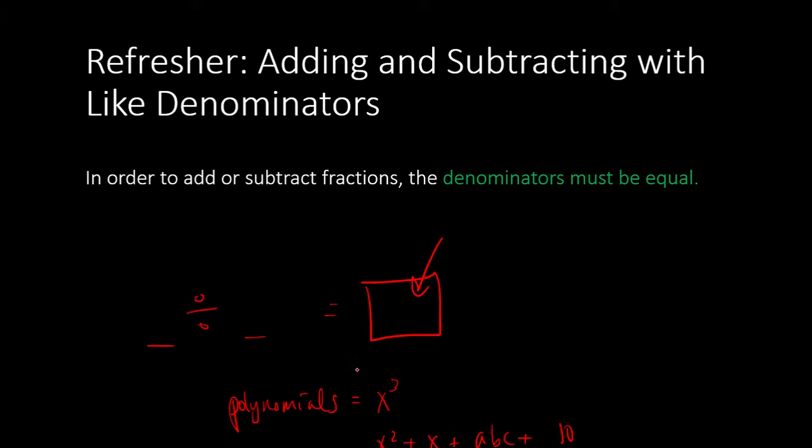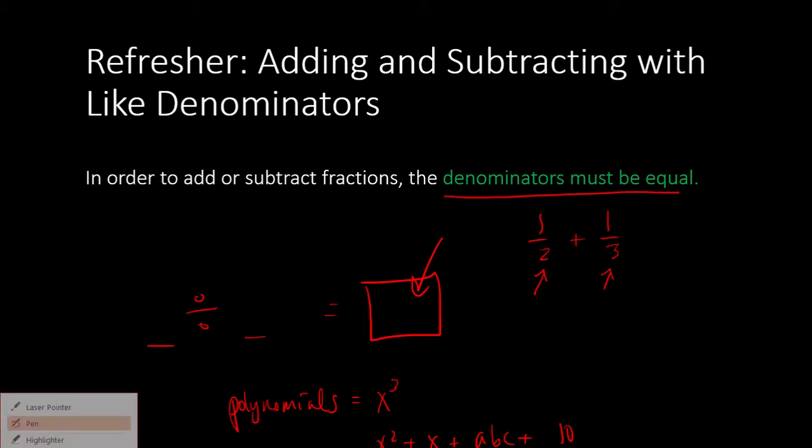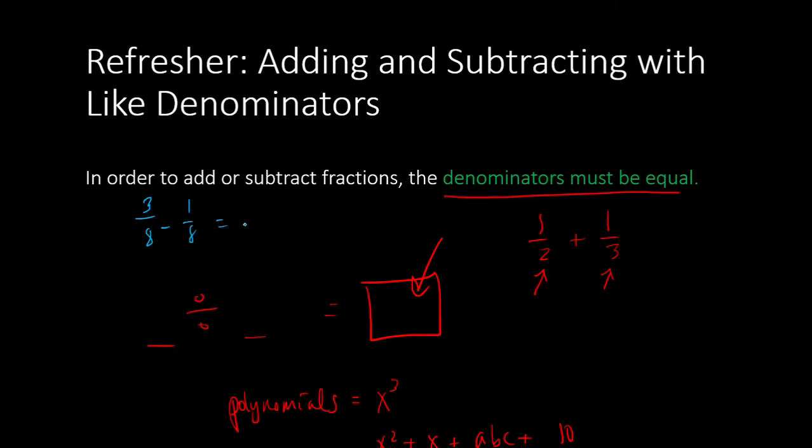Now remember, when we're adding or subtracting fractions, the denominators must be equal. So I can't just add 1/2 and 1/3 together without first getting like denominators. However, if I do have the same denominators, if I just had 3/8 minus 1/8, I would do this by subtracting the numerators, so 3 minus 1 is 2, and keeping the denominator. The denominator is just identifying the units I'm using. So 3/8 minus 1/8 is 2/8, or 1/4.